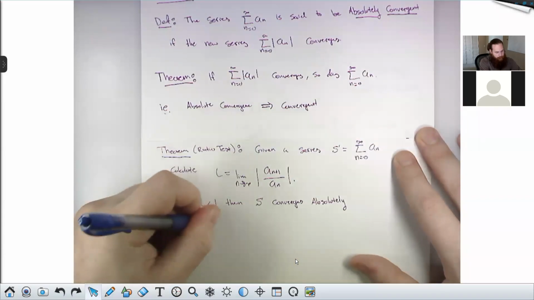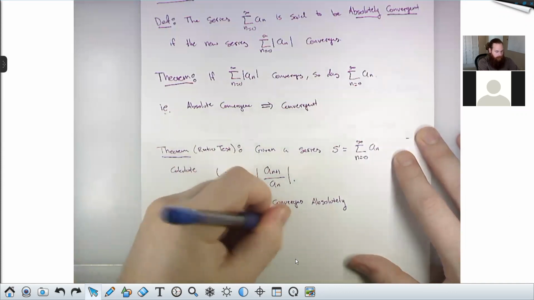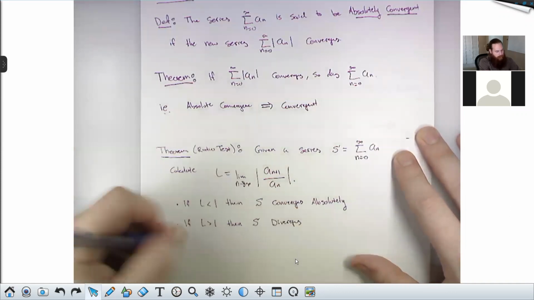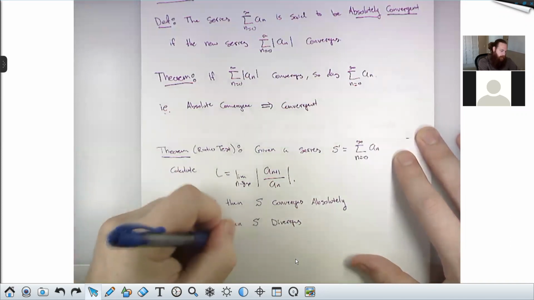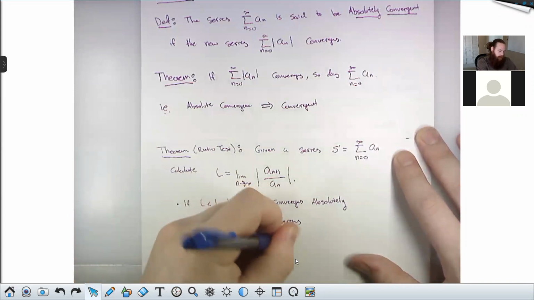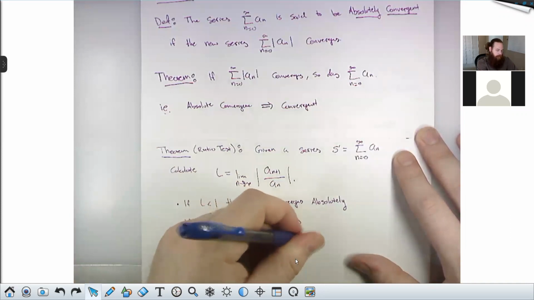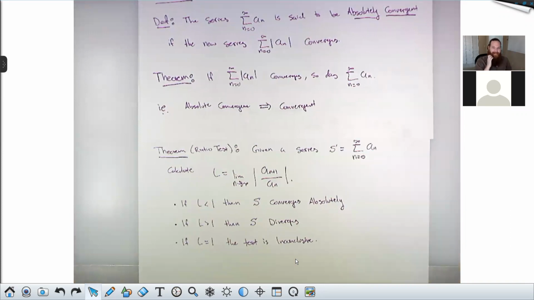If L is bigger than 1, then the series S diverges. And if L is exactly equal to 1, the test is inconclusive. So this is called the ratio test. The reason we call it the ratio test is because you're calculating a ratio of consecutive terms. So a_(n+1) is the term in your series that comes right after a_n.